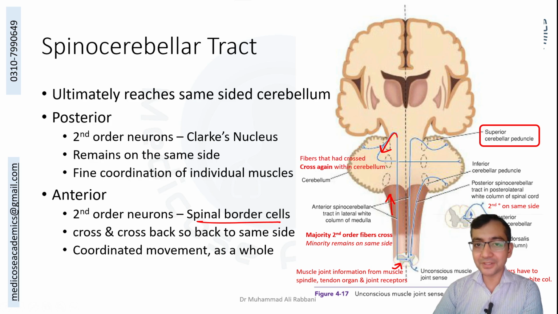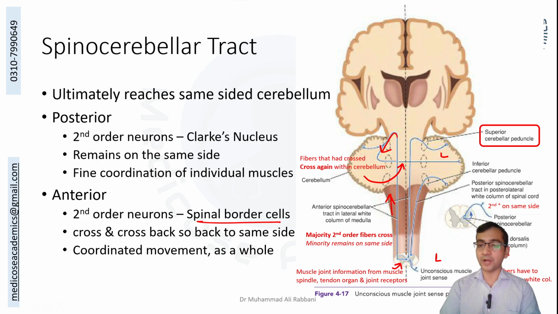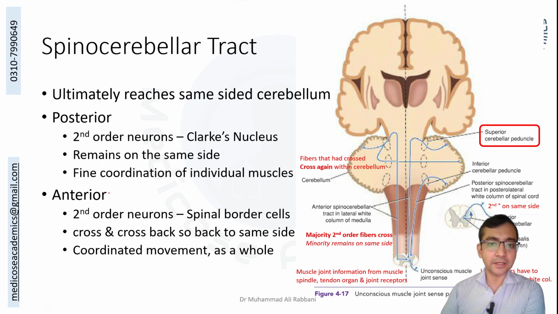And the interesting thing that happens is that the fibers within the cerebellum cross again. So the signal that started from one side ultimately ended on the same side. The signal is ultimately received on the ipsilateral side, but it was due to double crossing. The second order neuron from the spinal border cells crosses the midline, then moves up, enters the cerebellum, and then crosses the midline again. So this is the double crossing that happens. This tract is responsible for coordinated movements as a whole.